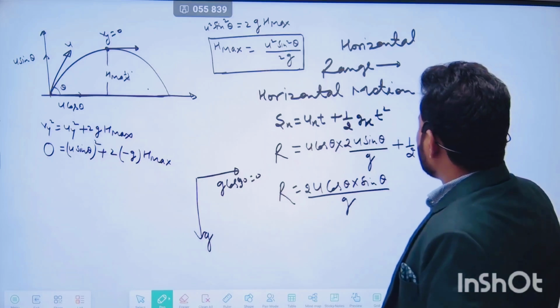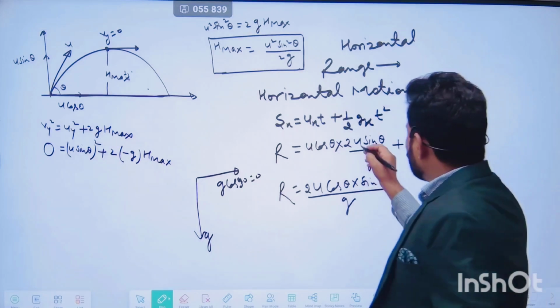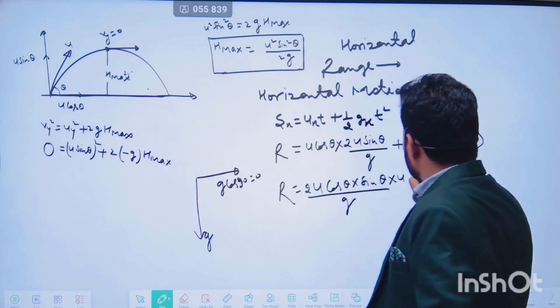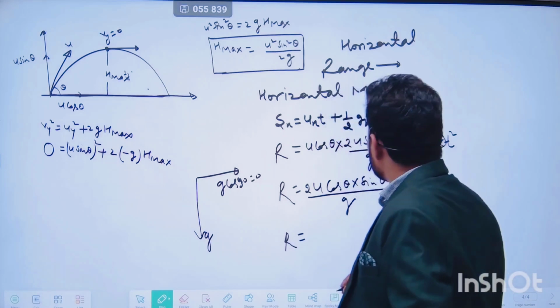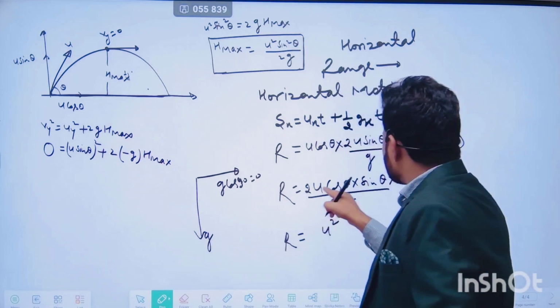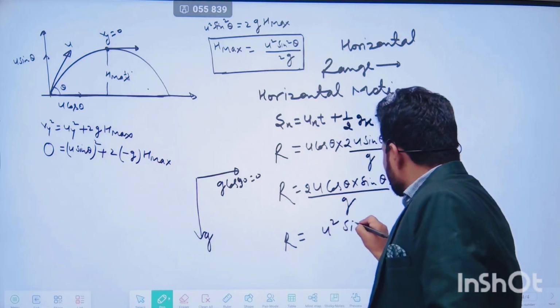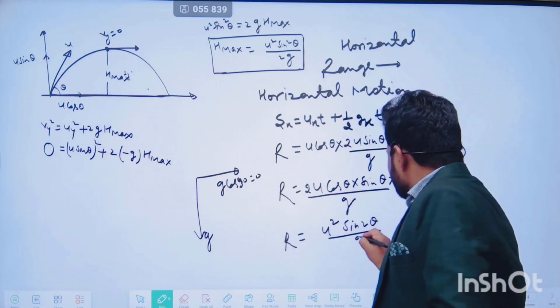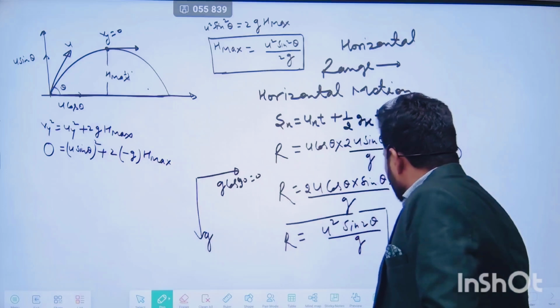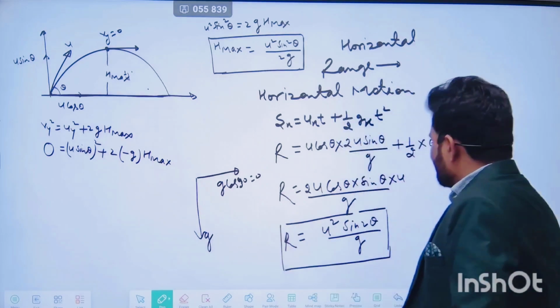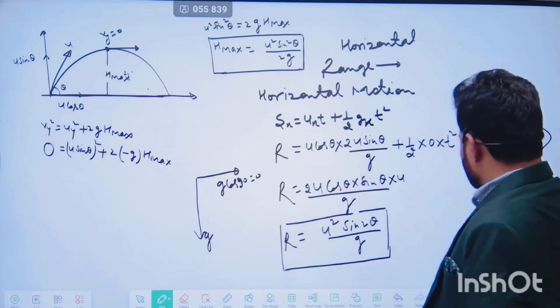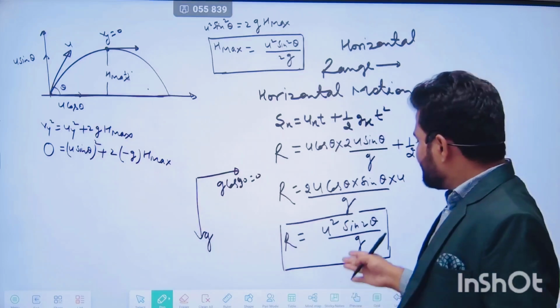So from here we take u, and again another u, so we will get u square, and 2 sine theta into cos theta, that is sine 2 theta. So u square sine 2 theta by g. This is our formula for range. Okay, good.